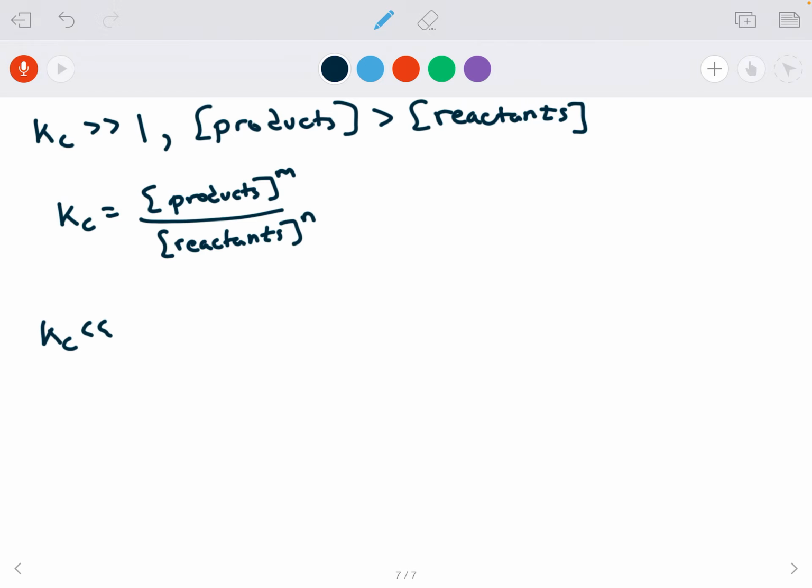If Kc, however, is much less than 1, then the concentration of reactants is greater than the concentration of the products, because your denominator would then be much larger if the Kc is a lot less than 1.